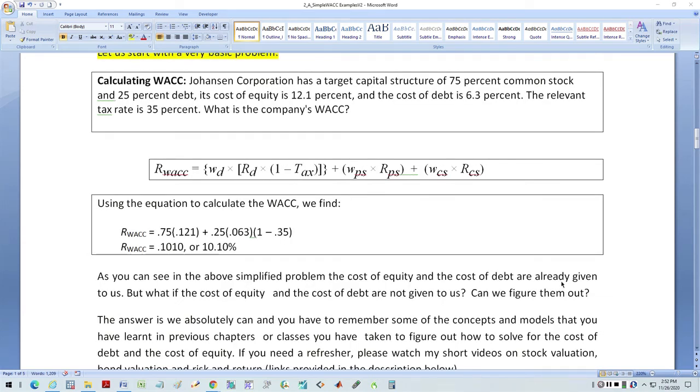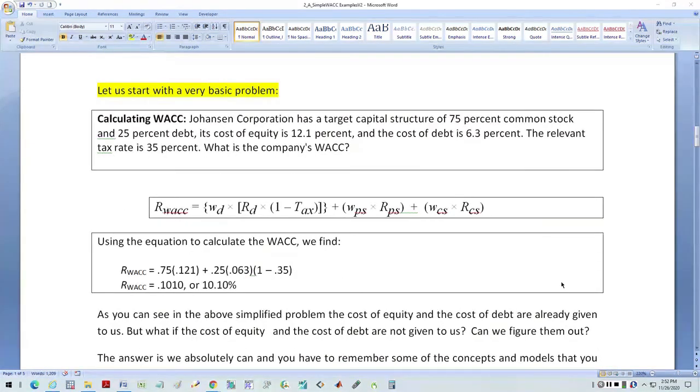So in this simple problem, everything is already given to us. The weights are given to us. The cost of equity and the cost of debt are also given to us. So we just simply plug into this formula and calculate our WACC. We have our WACC is 75% times 12.1% plus 25% times 6.3% times (1 minus the tax rate), and that gives us a WACC of 10.1%.